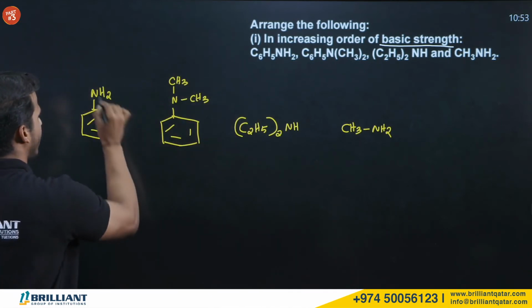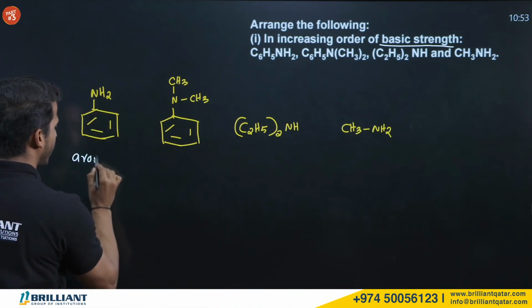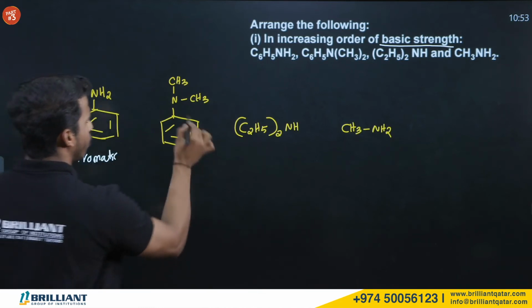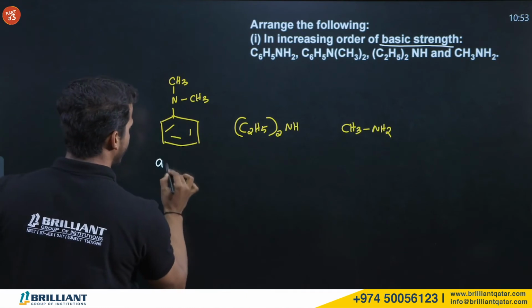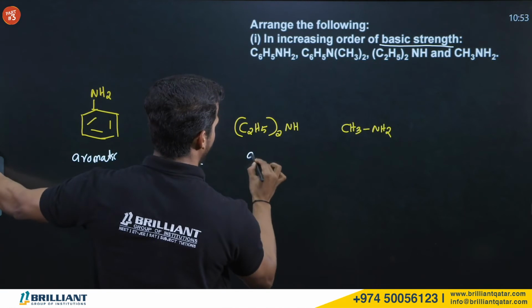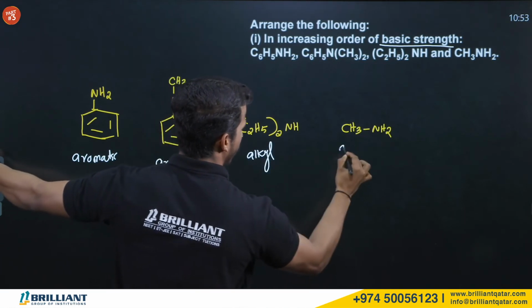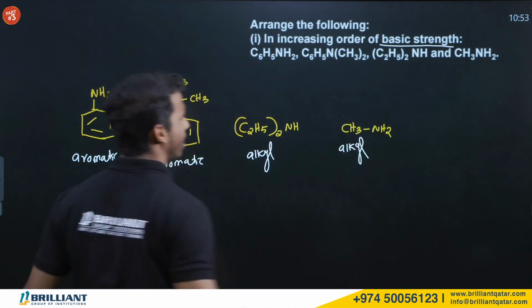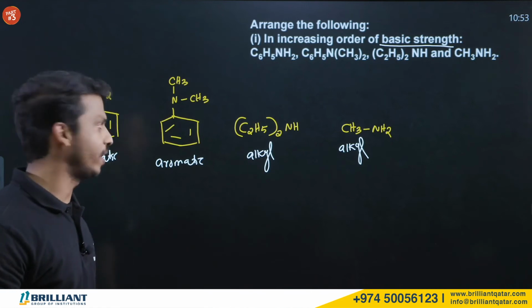You know, the benzene ring is directly connected to nitrogen, therefore it is an aromatic amine. Here also the benzene ring is directly connected to nitrogen, therefore aromatic amine. These are generally alkyl groups, right? So alkyl amines. Which is more stable, dear all? Alkyl amines are more basic in nature here.